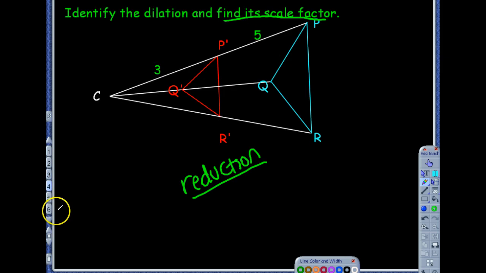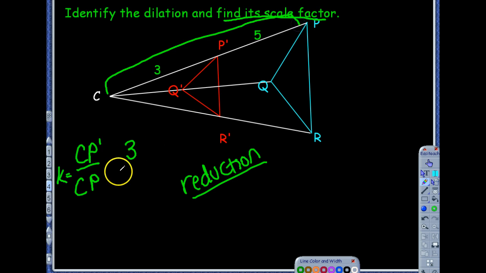So let's take a look. Do we have measures that go from the center to our image? Yes. So the distance from C to P prime in this case is 3. So this is helping us to find that scale factor. And then what about from the center to my pre-image? Do we have that measure? That total distance would be 8. Good. So my scale factor here is 3/8, and that's simplified.